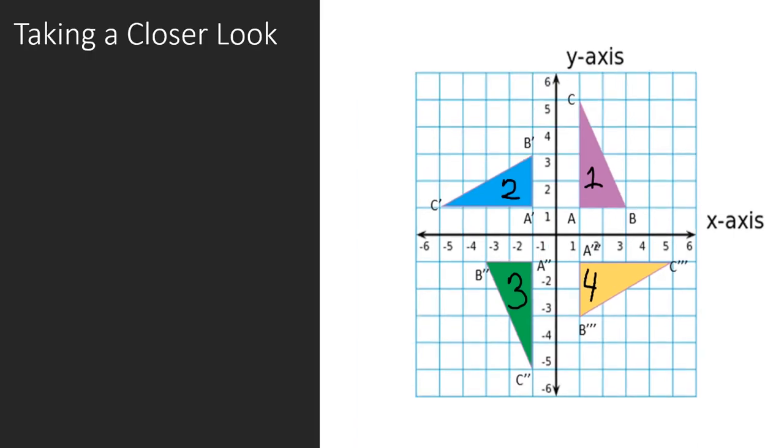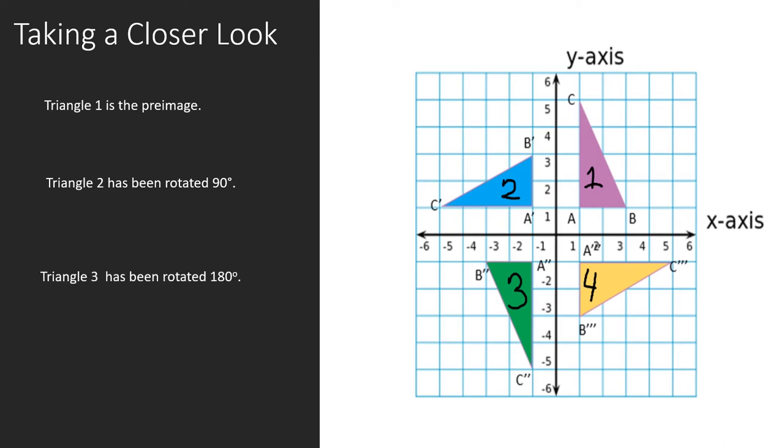Okay, so let's take a closer look at these and dive a little deeper into the vocabulary. So the first thing we have was triangle one is the pre-image. We know that because there's no prime notation for that triangle. It's just ABC. Triangle two, we would say, has been rotated 90 degrees. And as we mentioned, we're rotating counterclockwise. We're going the opposite direction of the clock. Triangle three has been rotated 180 degrees. And triangle four has been rotated 270 degrees.